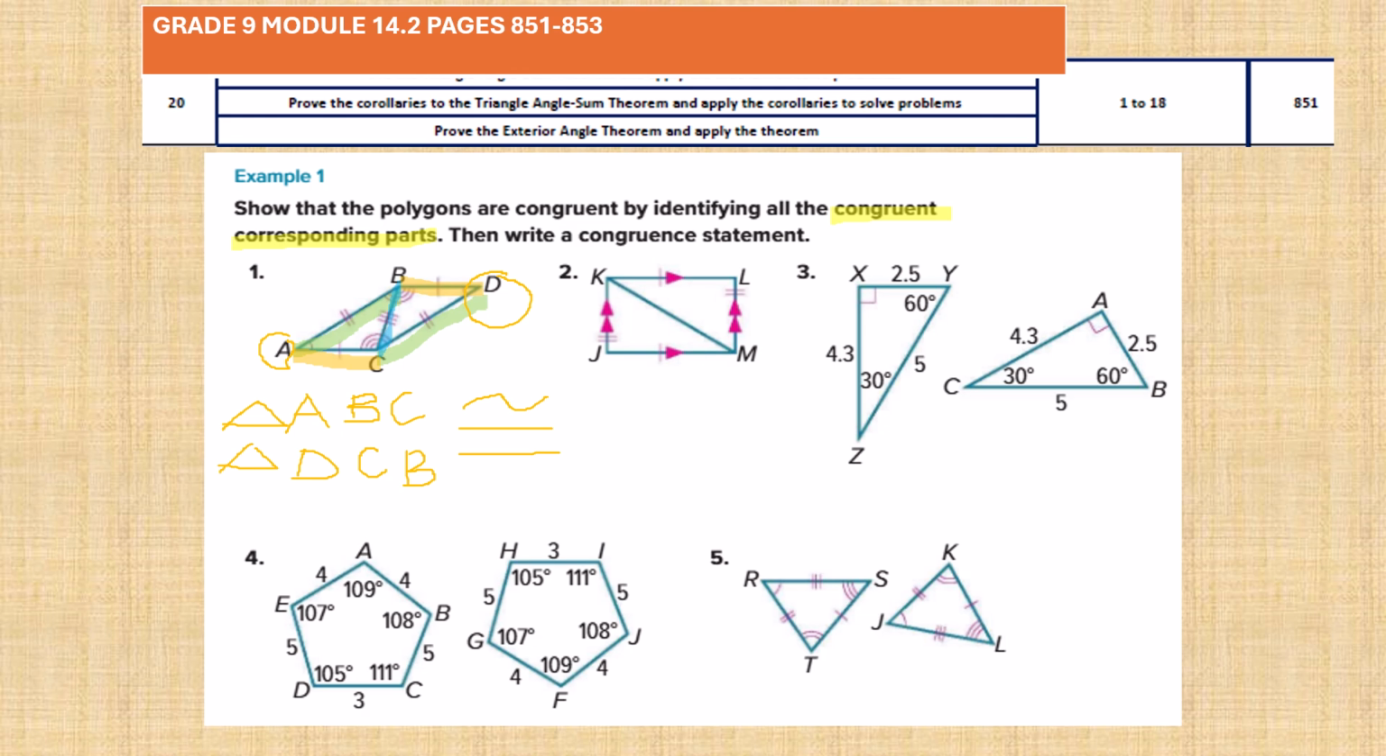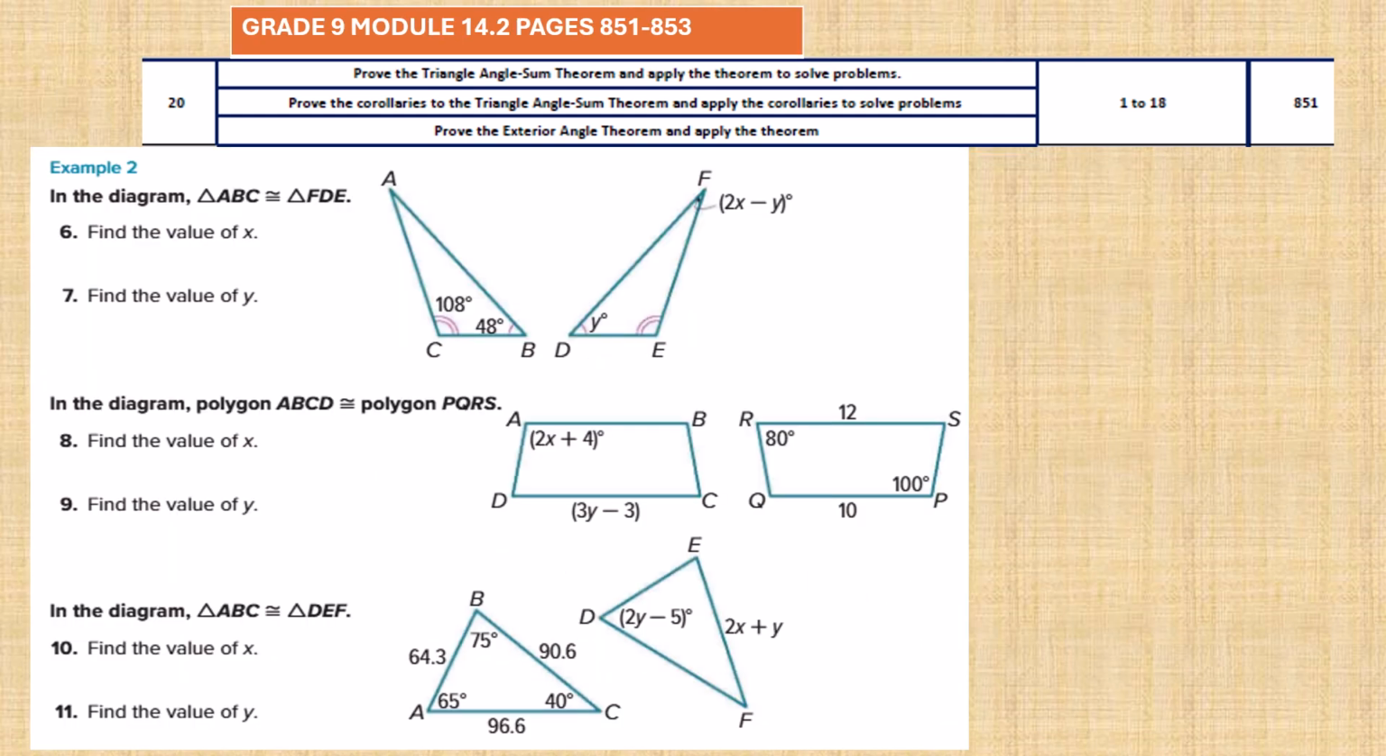Similarly, you are going to be able to complete the rest of the examples using exactly what I told you now. So you look for matching angles, and you can look for matching sides. Matching angles and matching sides. So here you have 5 and here you have 5. Similarly, you'll be able to complete the rest of the examples. So now we're going to quickly look at example 2.